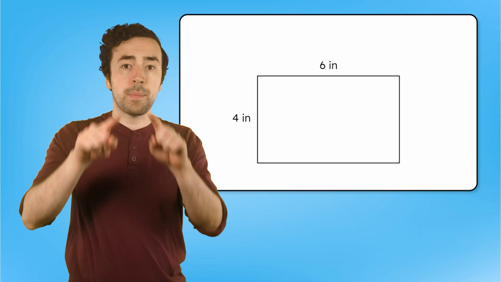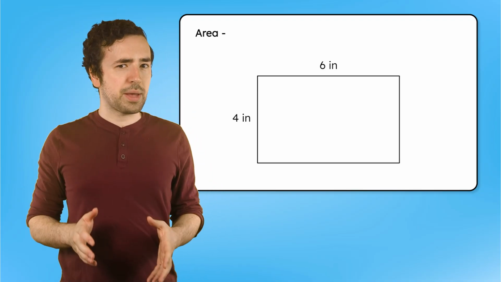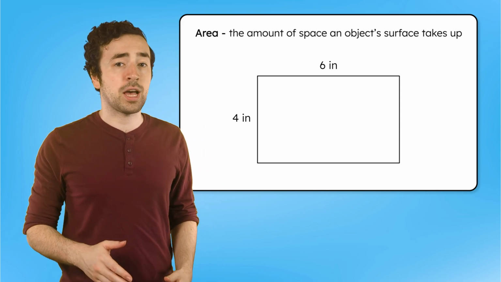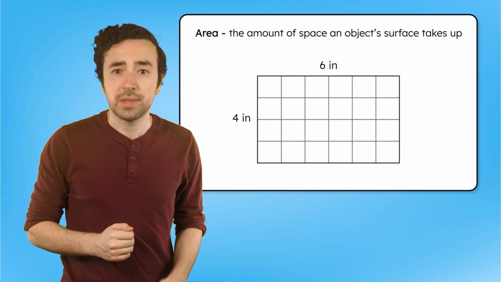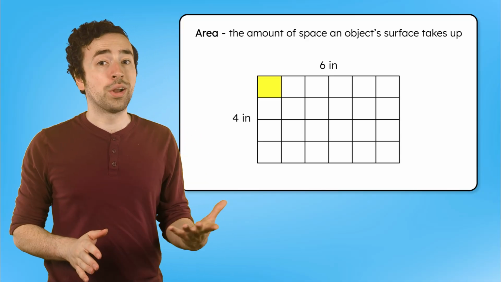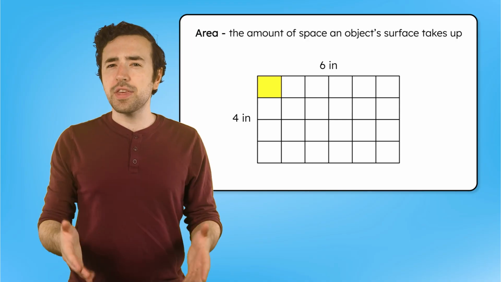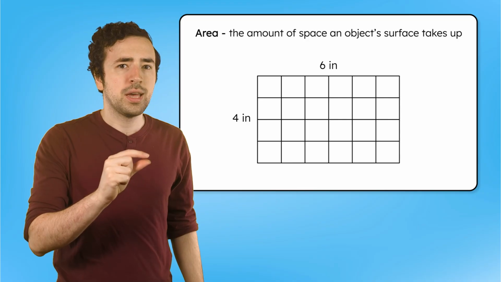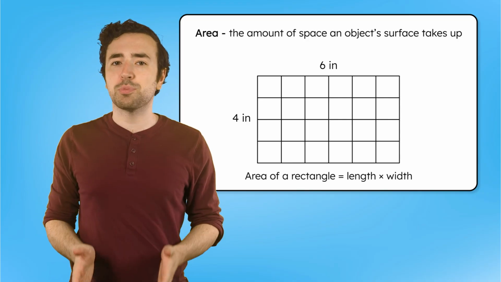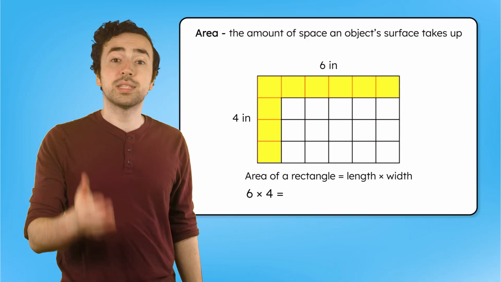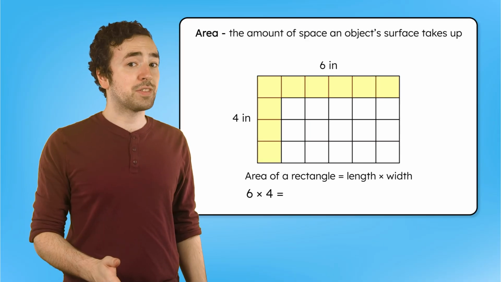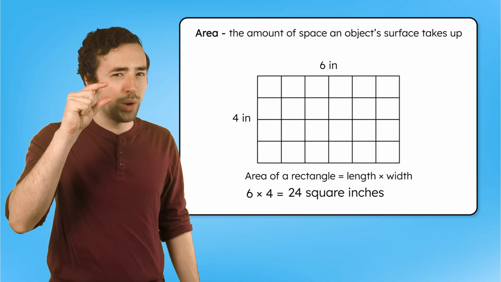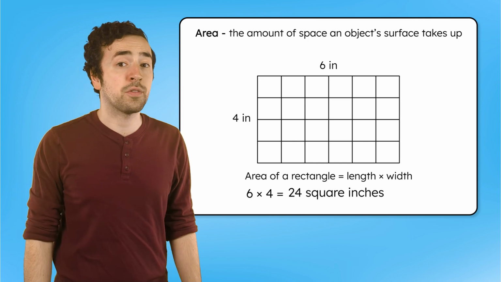Now, if perimeter measures the outside, what does area measure? Area is the amount of space the surface takes up, or the inside of the shape. Since each unit is made up of a 1 inch by 1 inch square, we could think of the rectangle as being filled with rows and columns of those square inches. It's like an array, so we can multiply the length times the width, 6 times 4. That gives us an area of 24 square inches, because 24 of those little 1 inch by 1 inch squares fill the inside of the rectangle.